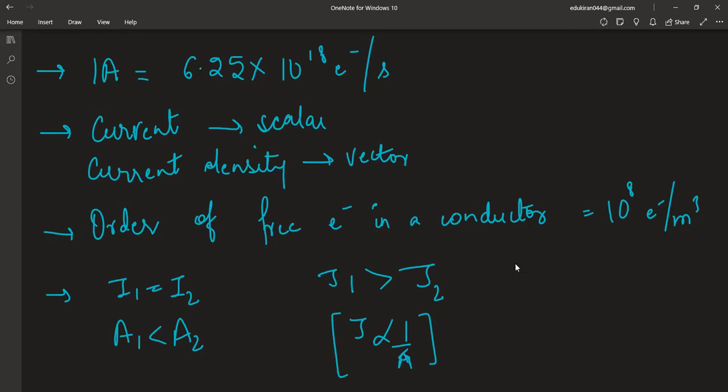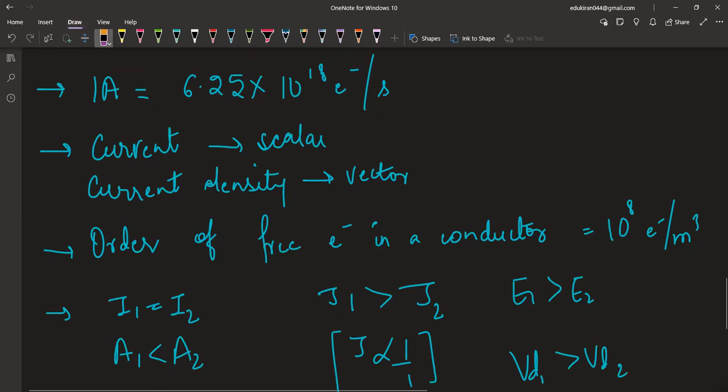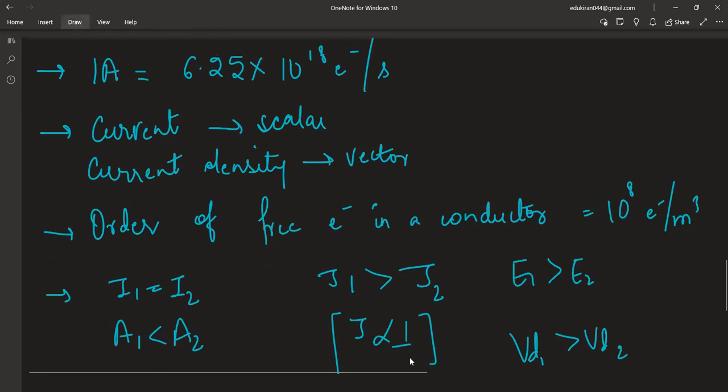And the same thing occurs for electric field also. E1 would be greater than E2. And exactly the same thing will occur in drift velocity also: Vd1 is greater than Vd2. These are the basic points which you should remember. Quickly note down this page, then we'll practice one question, which I was mentioning.